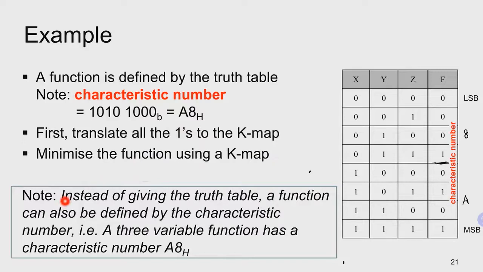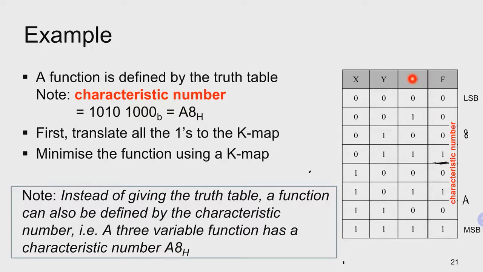So here I put a note here. Instead of giving the truth table, we can give a function or define a function by the characteristic number. So for example, instead of giving the truth table, we can give the information as a 3 variable function with a characteristic number A8H, or in hexadecimal. That means that this function has this truth table.